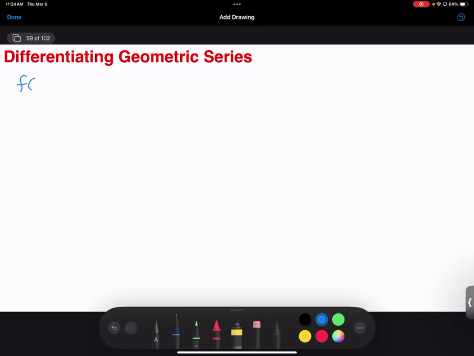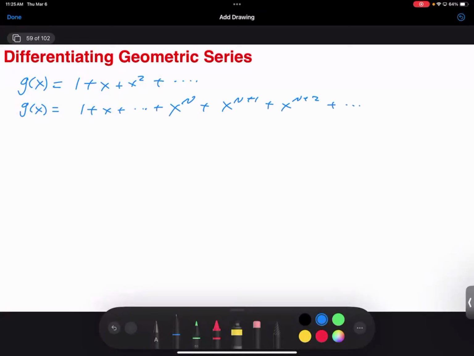So let's say f of x is, let's do g of x because it's the geometric series. Let's say g of x is 1 plus x plus x squared plus dot, dot, dot. I'm going to write this as g of x is 1 plus x plus dot, dot, dot, plus x to the n, plus x to the n plus 1, plus x to the n plus 2, plus dot, dot, dot.